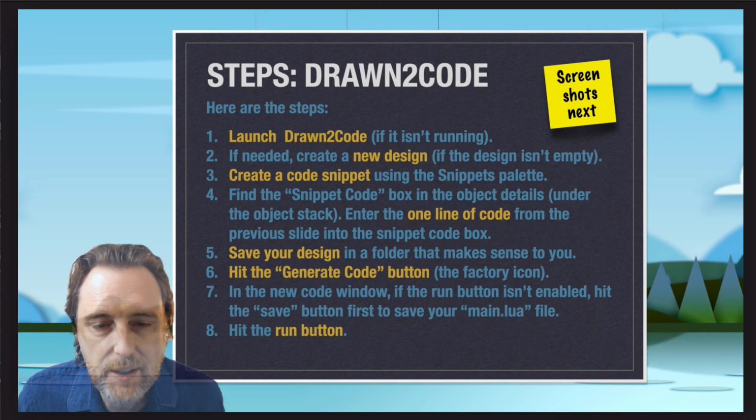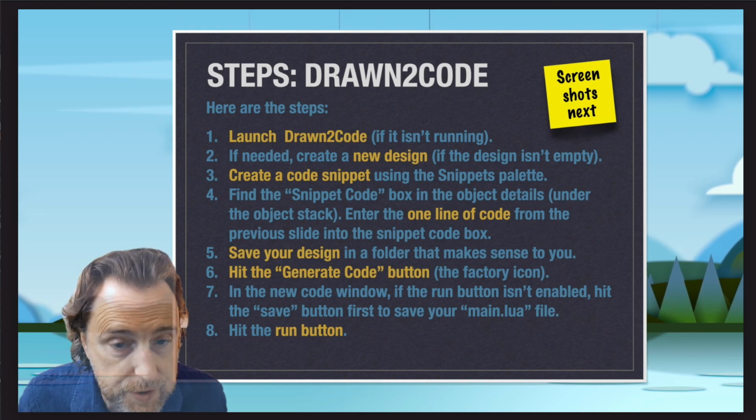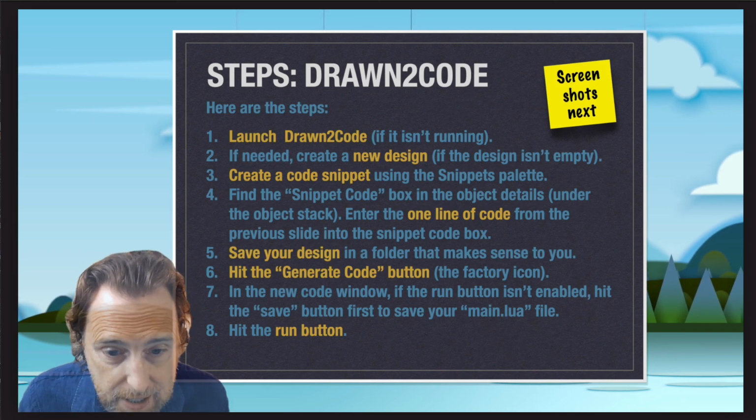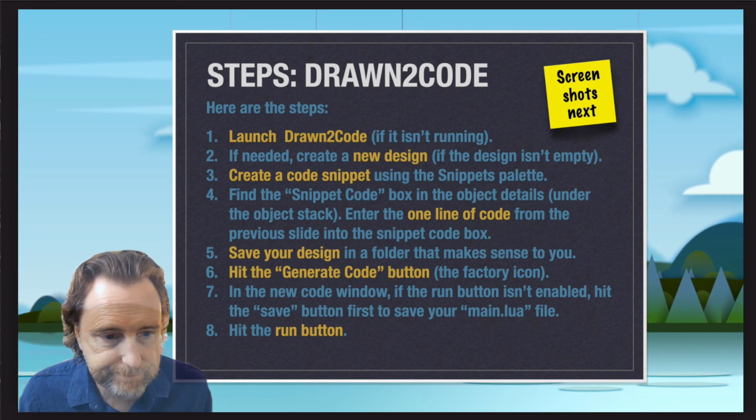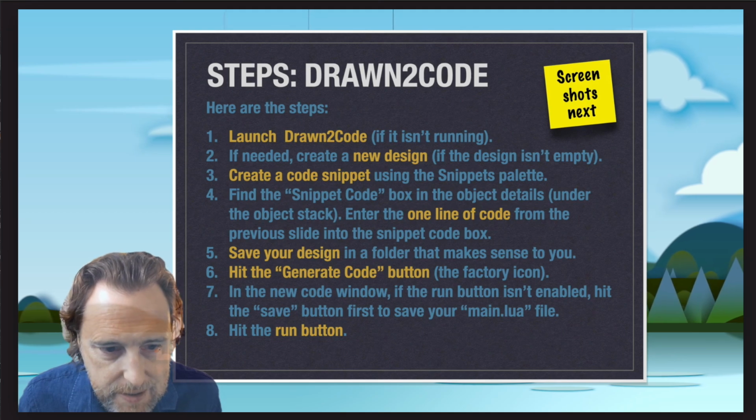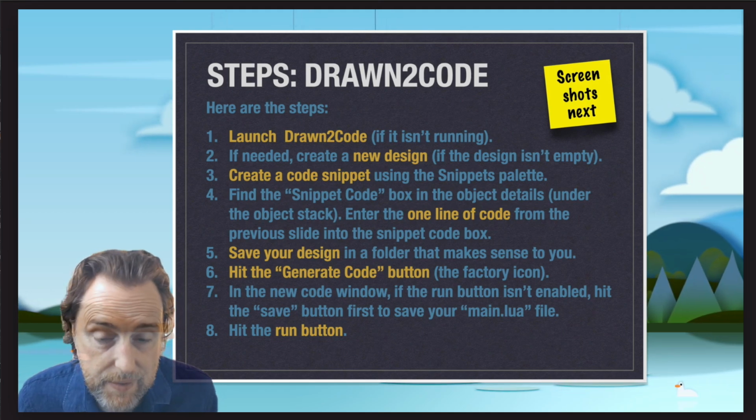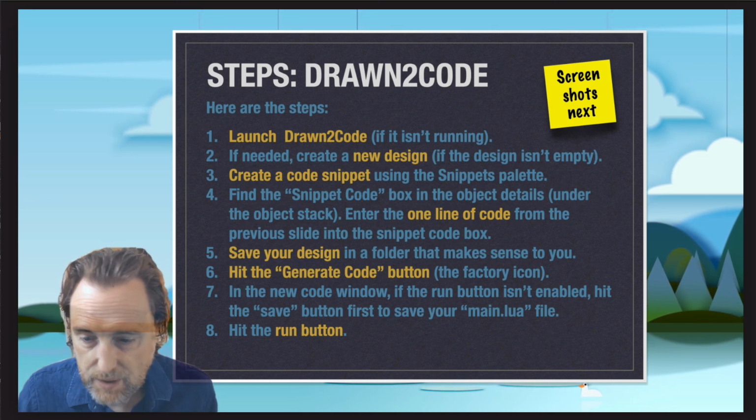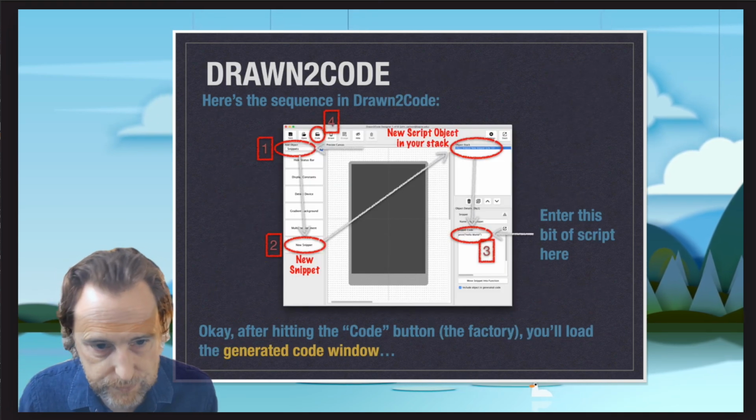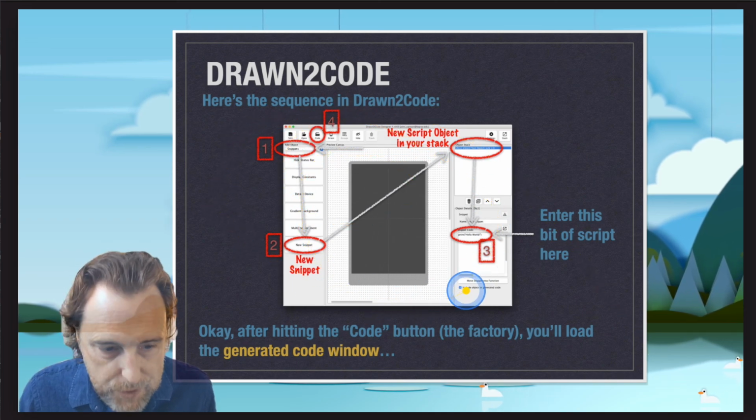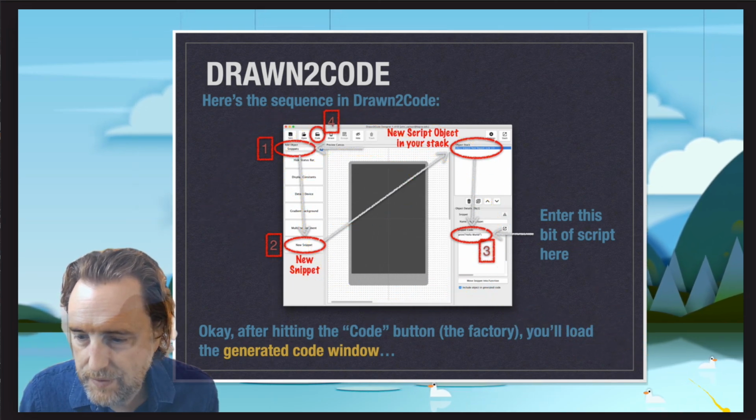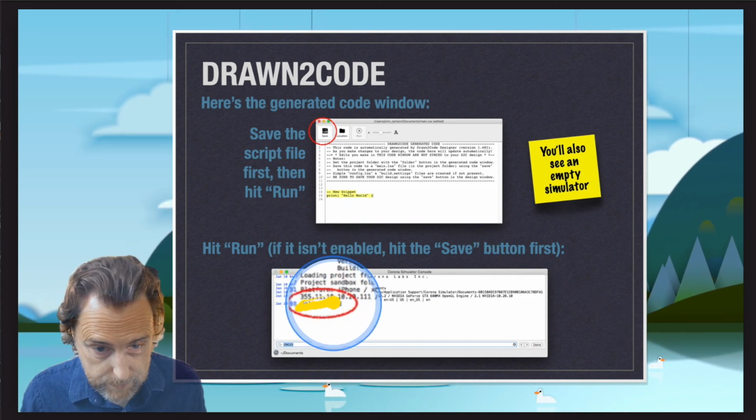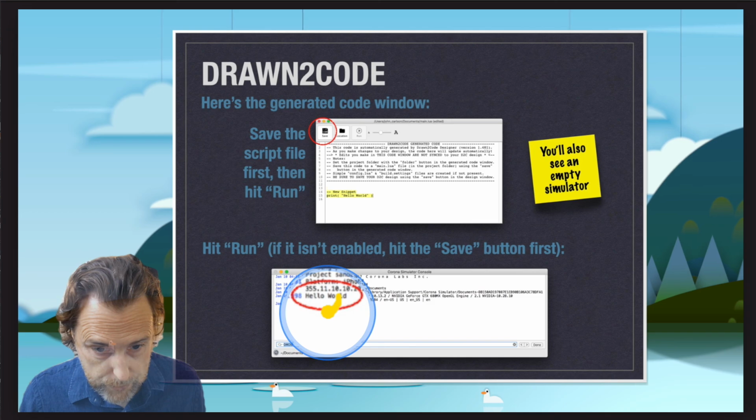We launched it. We created a new design. We created the code snippet. We entered the one line of code in the snippet. Step 5, we saved the design in a folder that made sense to us. We hit the Generate Code button in step 6. And then we hit the Run button from that window, which got us to our design. These are those steps visually. And then the output was, as noted right here, Hello World.